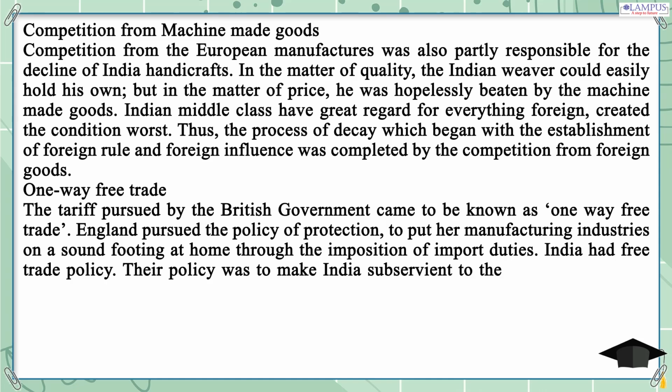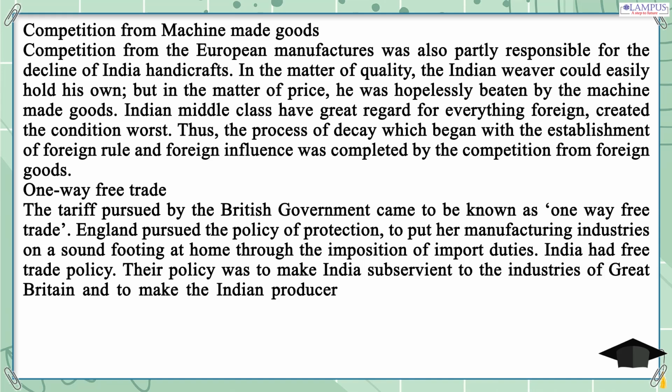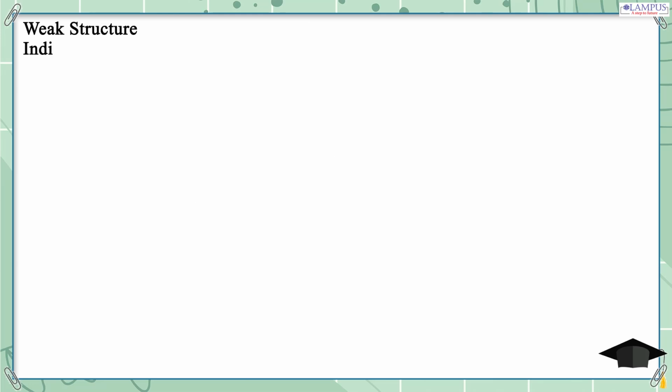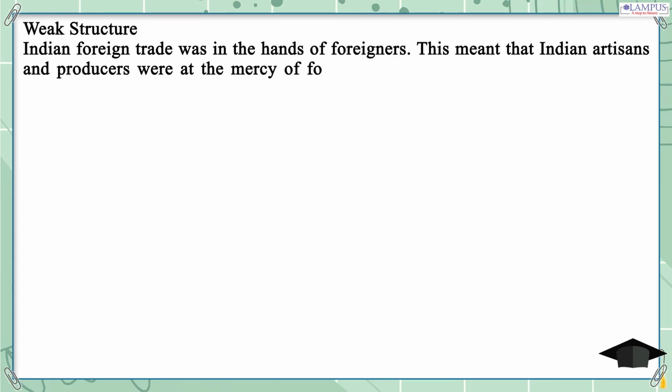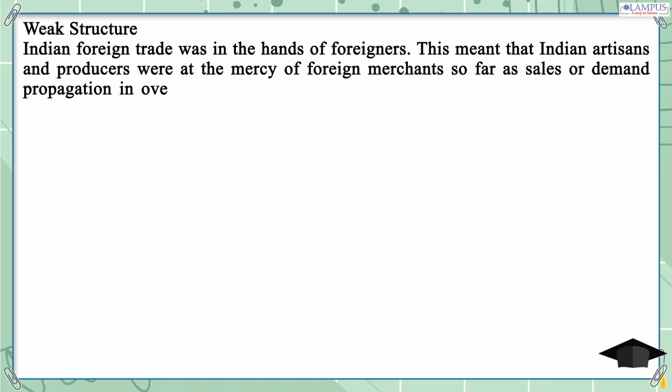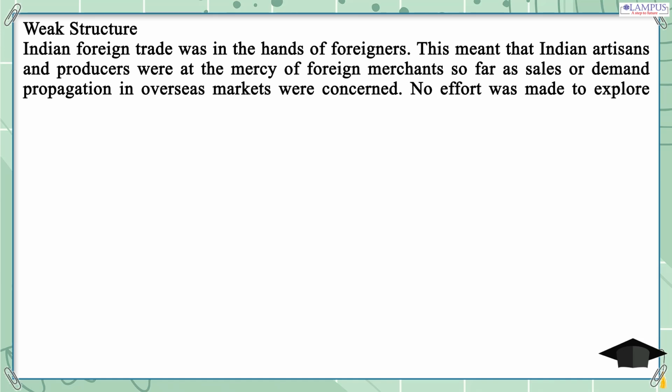Their policy was to make India subservient to the industries of Great Britain and to make the Indian producer grow raw material for the industries of England. Weak structure: Indian foreign trade was in the hands of foreigners. This meant that Indian artisans and producers were at the mercy of foreign merchants so far as sales or demand propagation in overseas markets were concerned. No effort was made to explore markets for products.